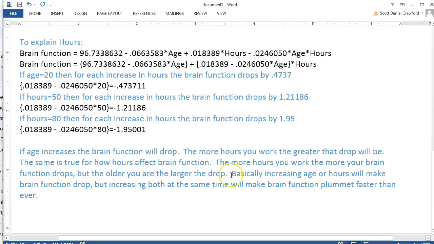And check this sentence out. Basically, increasing both make your brain function drop faster. That's meaningful, and it shows that you're really thinking about what's going on. Now, we've gone through the wording because I want you to think about that before you just rely on the picture. But I think you'll be able to see the picture is going to make this a lot more clear. So let's go on to the next video and see if we can draw what this is doing.